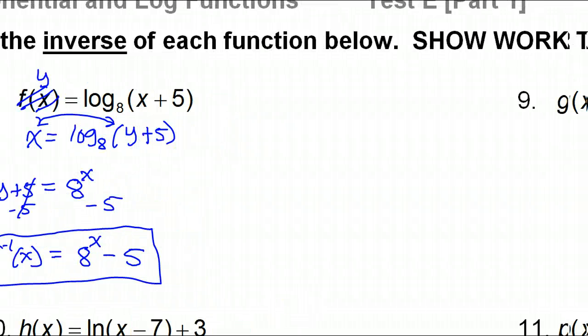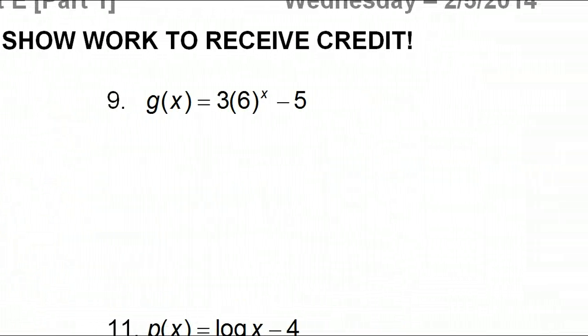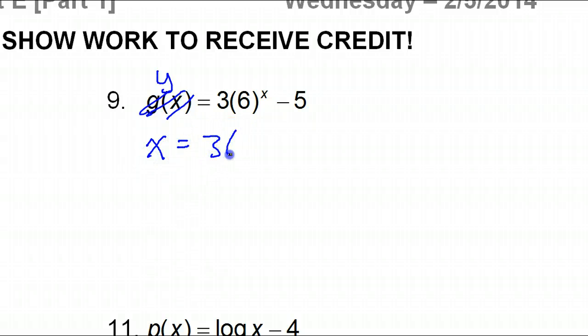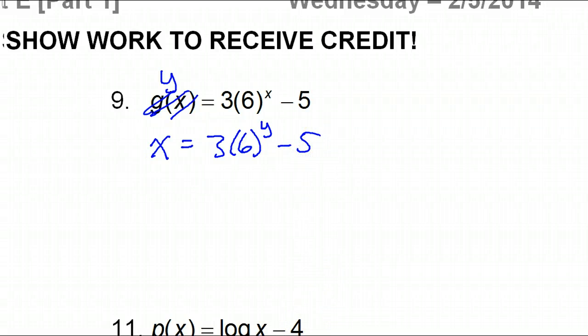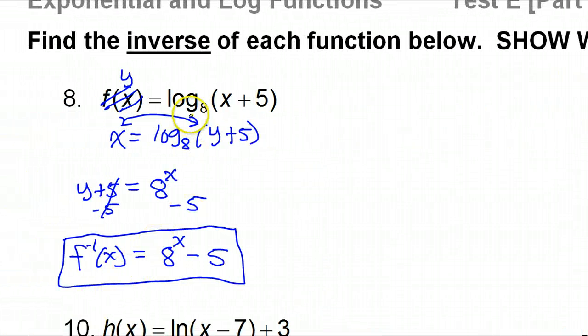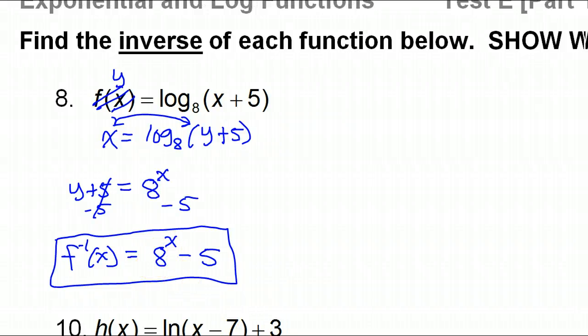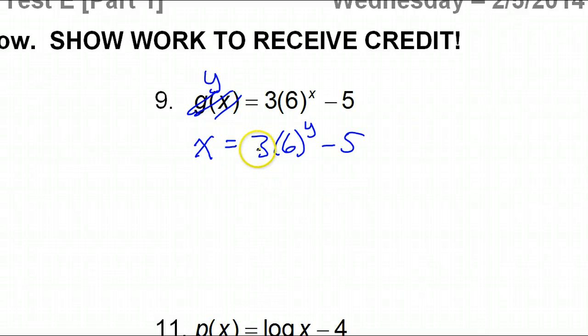All right, number 9. Again, this is like having y equals all this. Switch x and y as your first step. So this becomes x equals 3 times 6 to the y power minus 5. Notice that finding the inverse involves changing form. So if you start off in log form, you're going to end up in exponent form. If you start off in exponent form, you can bet we're going to end up in log form.